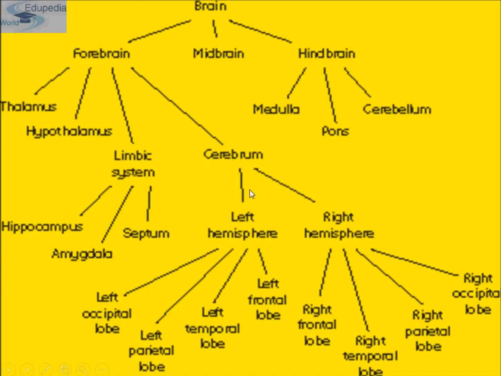Cerebrum of the forebrain is divided into two hemispheres, left hemisphere and right hemisphere. Left hemisphere is again divided into four parts, which we have already studied: occipital lobe, parietal lobe, temporal lobe and frontal lobe. Whereas right hemisphere is divided into frontal lobe, temporal lobe, parietal lobe and occipital lobe, same as that of the left hemisphere. And the limbic system of the forebrain is again divided into three: septum, amygdala and hippocampus.